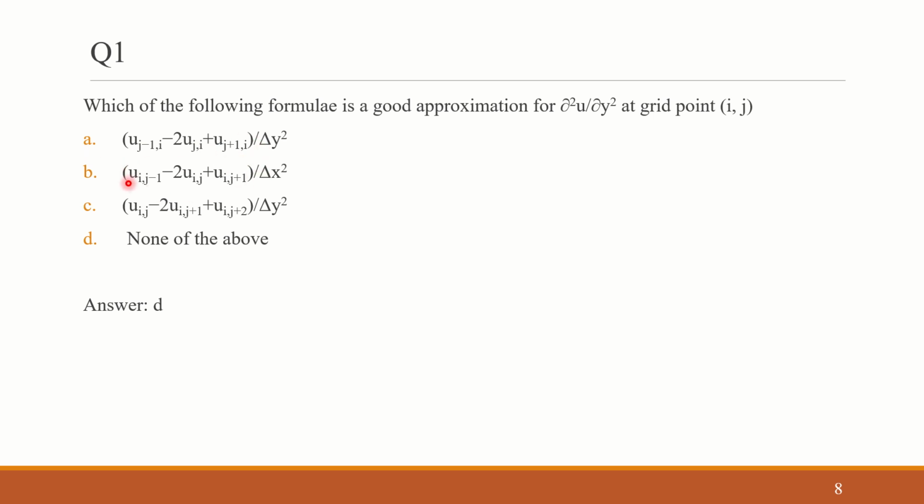And in the second one, even though it is like 2 times u i comma j minus 1 minus 2u at i comma j plus u at i comma j plus 1 divided by delta x square, in the question we are dealing with dou square u by dou y square at i comma j. It is dou y square, so B is false. And coming to C, again it is u i comma j minus 2 u i comma j plus 1 plus u i comma j plus 2 divided by delta y square. So two things are missing in this option: the 2 is missing, and also the question specifically asked for dou square u by dou y square at grid point i comma j. So C is also false. So the answer is therefore D.